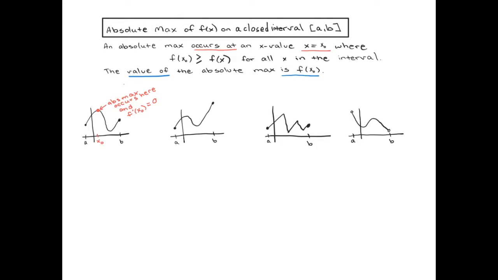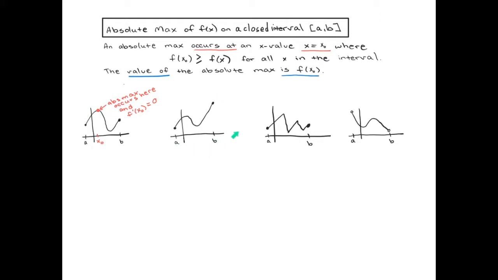Let's take a look at some pictures. Here are a bunch of functions on an interval from a to b. As you can see, the a and the b are included for this first picture. And as we look at this function, we can see that the absolute highest value of the function occurs here. What we want to notice about this point is that it's at a maximum on the graph, and the first derivative would be zero because the tangent line at that point would have slope zero.